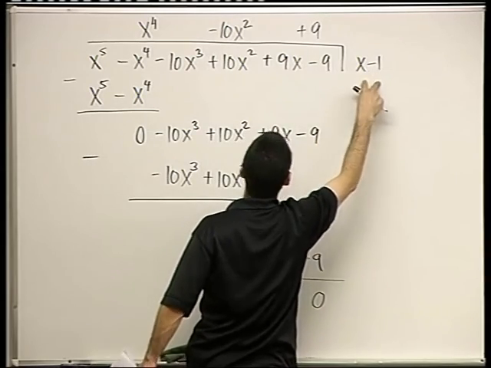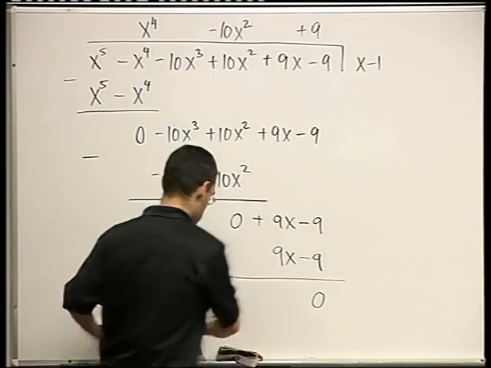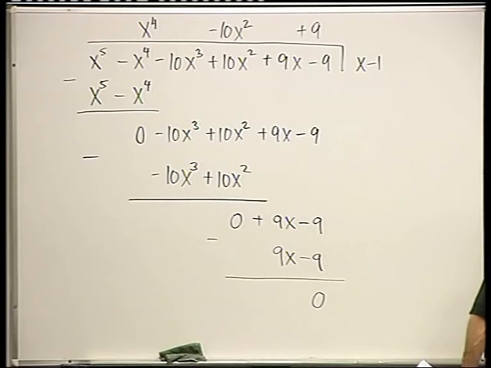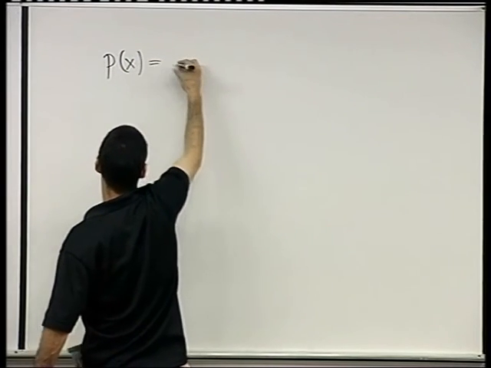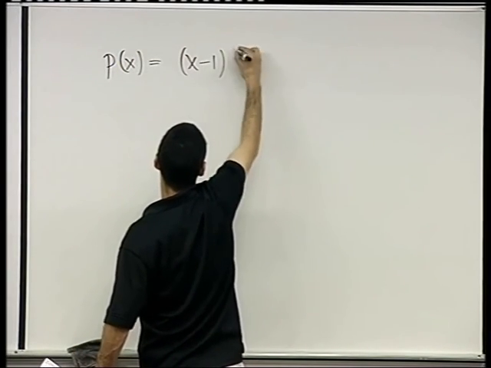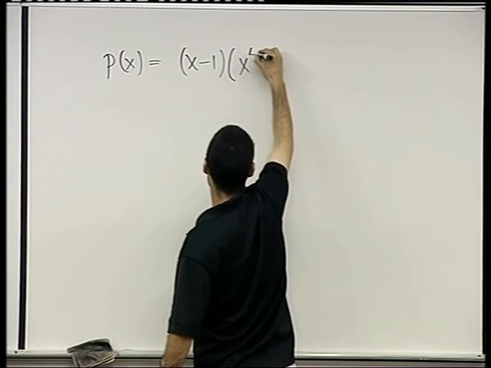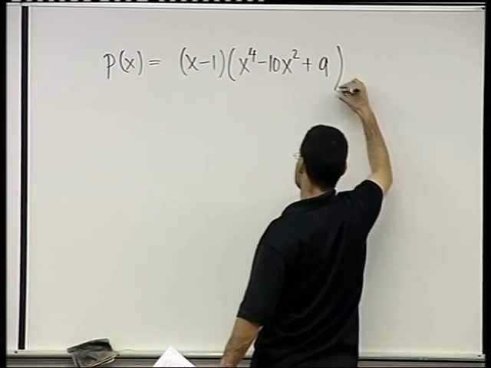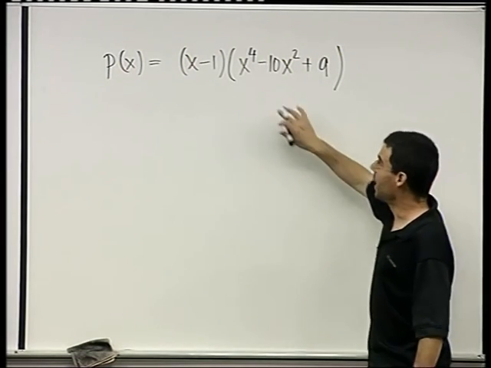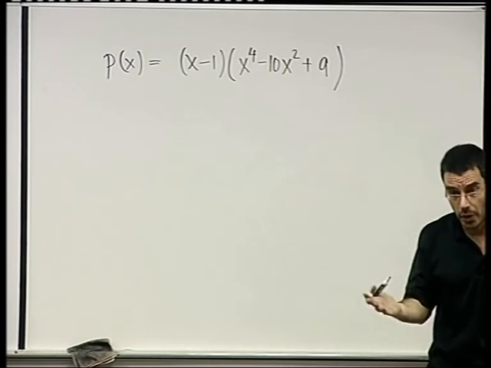Okay. So the conclusion here is that this polynomial equals x minus 1 times this. Let's write that. So our polynomial, which we called p of x, equals x minus 1 times what we got as the quotient, x to the power 4 minus 10x squared plus 9.